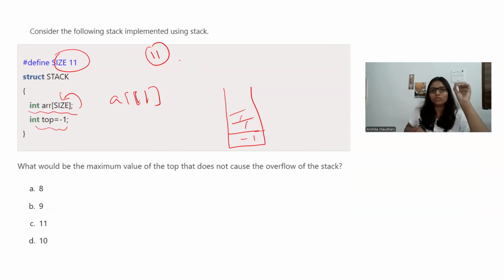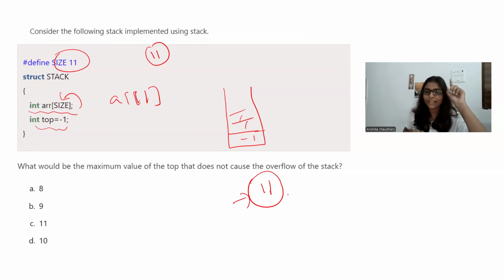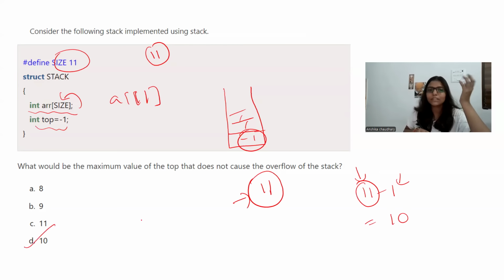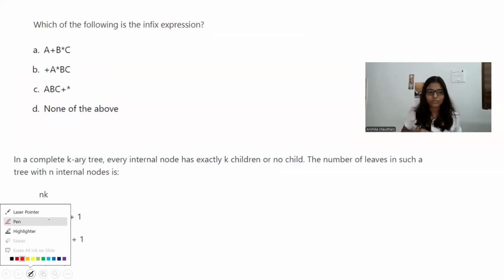As I told you, the stack can hold 11 numbers at max, and we already have one number, right? So how many numbers can we store in it without overflowing it? Only 10 now. 11 is the capacity, and we already have one element, right? So how many more elements can we store? 10 only. So 10 will be the answer. Simple, just based on your logic only.